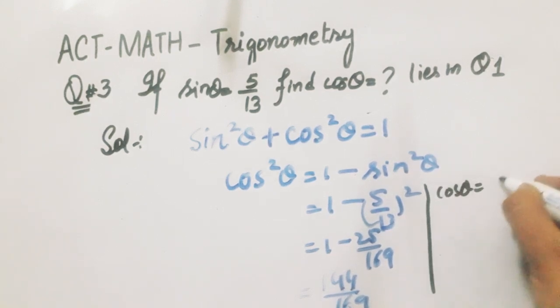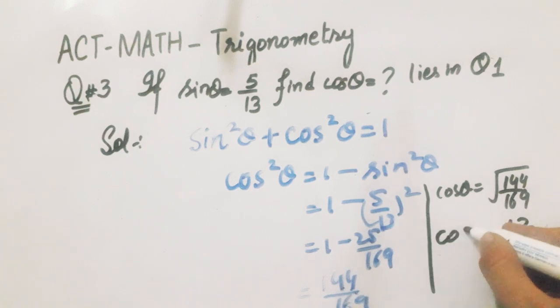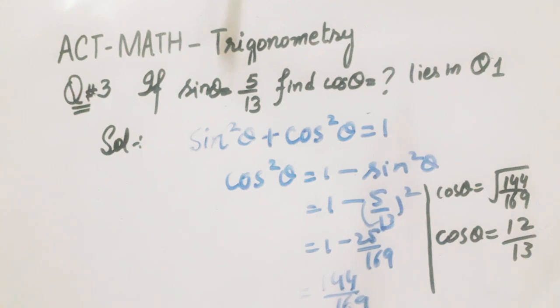Cos theta is equal to square root of 144/169. 144 is the square of 12 and 169 is the square of 13. So the value of cos theta will be equal to 12/13. Now we will solve the next question.